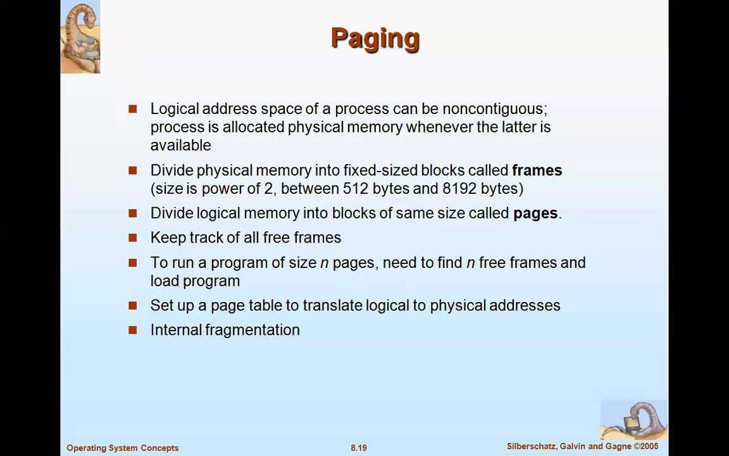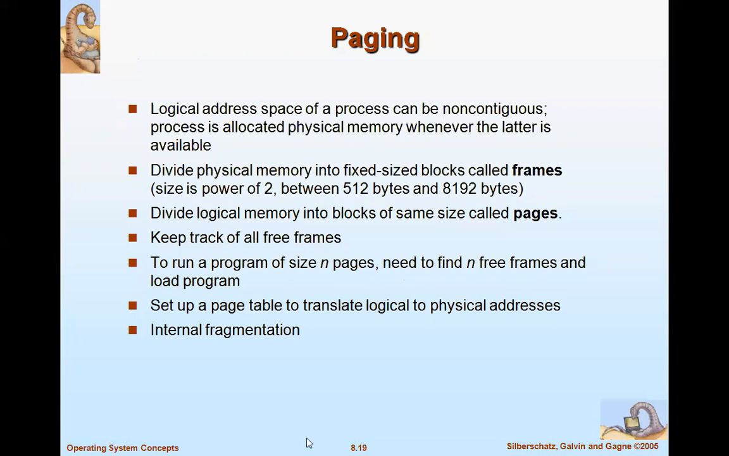Paging divides the physical memory into fixed-sized blocks called frames, and divides logical memory into blocks of the same size called pages. We divide the logical memory into small sizes called pages, and we divide the physical memory or primary memory into fixed-size blocks called frames. And we keep track of all the free frames, so we find out which free frames are available so that I can accommodate the processes into a particular block.